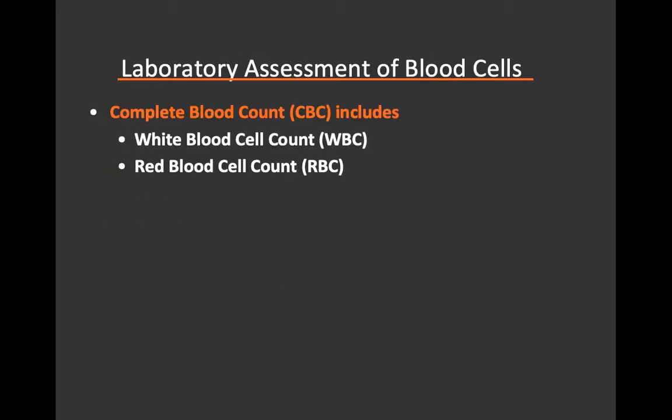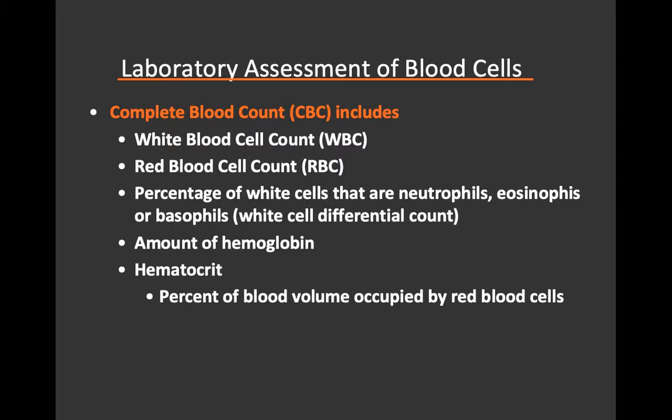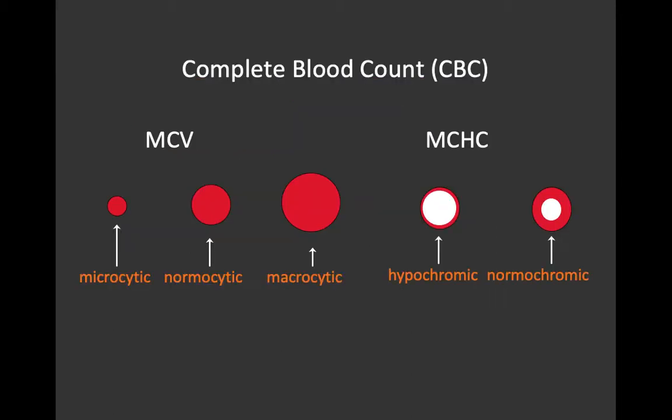All right, so complete blood counts, again, include white blood cells, red blood cells, percentage of white cells, so we're looking at neutrophils, basophils, eosinophils, all separately, and then the amount of hemoglobin and your hematocrit, which is your percent of red blood cells. And then the complete blood count also looks at your MCV and your MCHC. So your mean cellular volume and your mean cellular hemoglobin concentration.